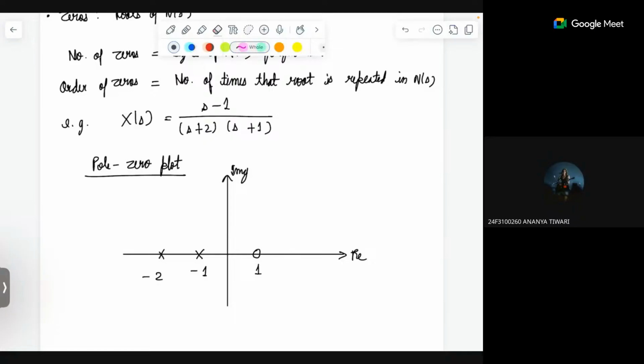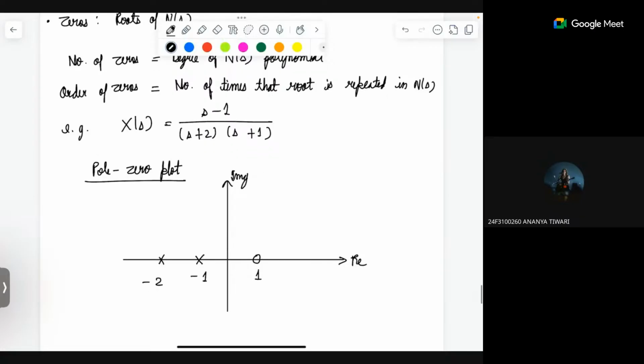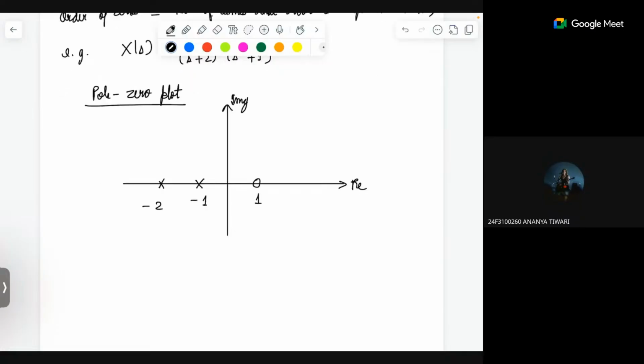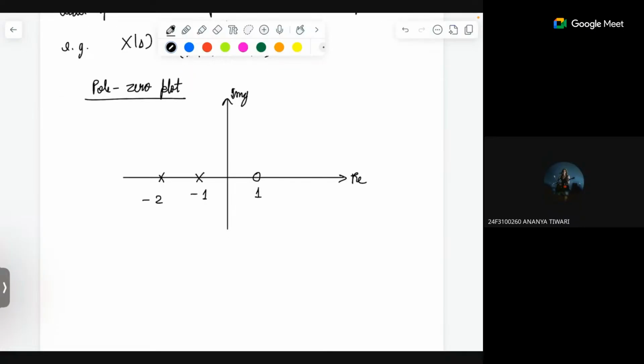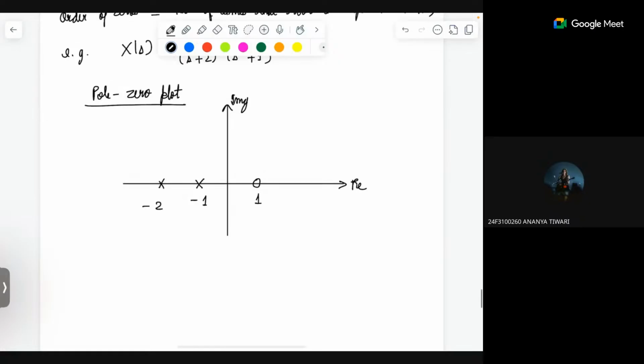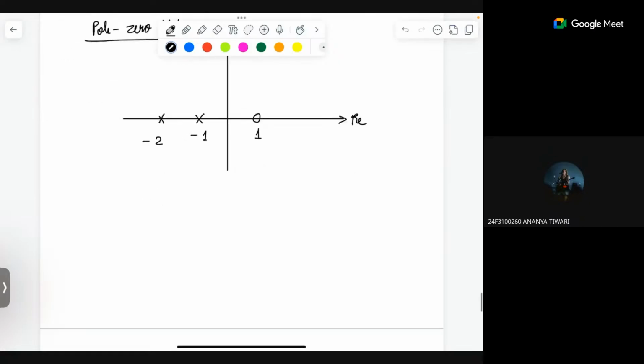And how to find poles and zeros? Zeros are the roots of the numerator polynomial. Poles are the roots of the denominator polynomial. Order is the number of times that root is repeated. Can we move to the next topic? Yes, ma'am. Okay, so next is ROC of rational Laplace transforms.